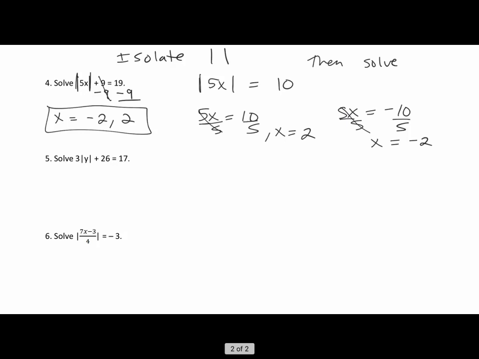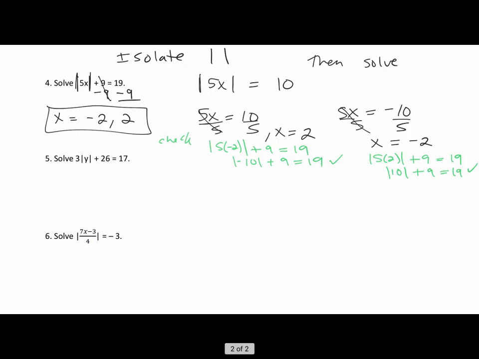We probably want to check those to make sure they're true. So if we were to check the absolute value of 5 times negative 2 plus 9 equals 19, that's an absolute value of negative 10, which is a distance of 10, so 10 plus 9 is 19. And the absolute value of the positive 2 is going to be 10 plus 9 equals 19, which is also true. So I would definitely suggest checking your solutions just to make sure that there were no mistakes.